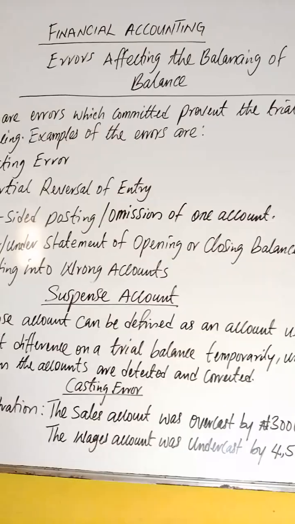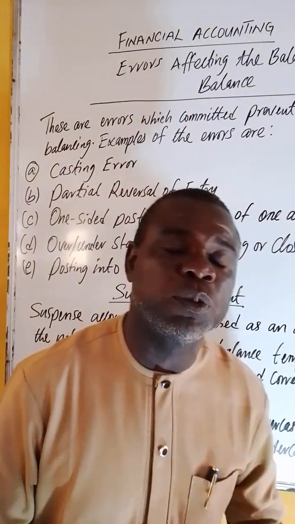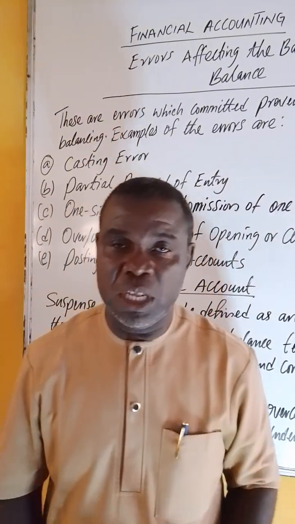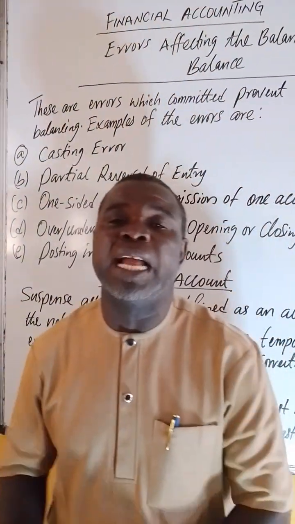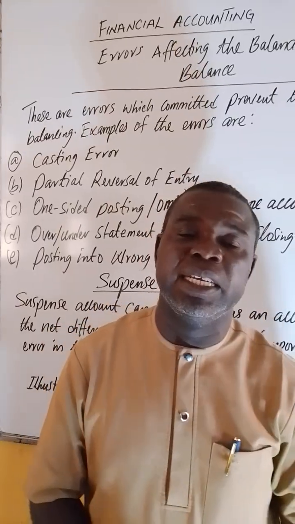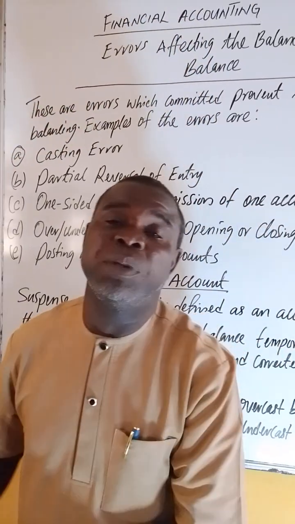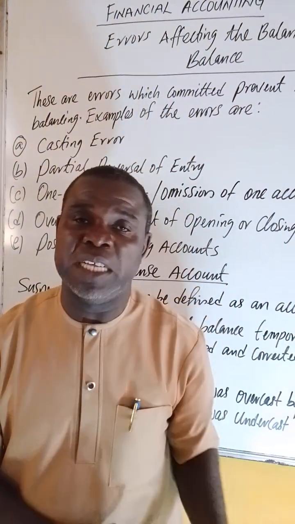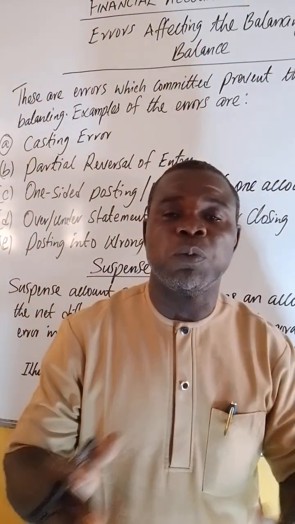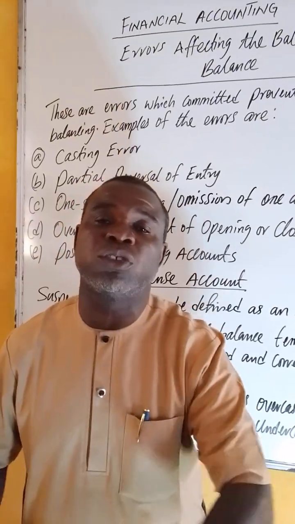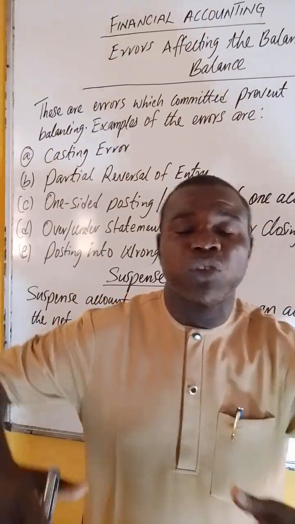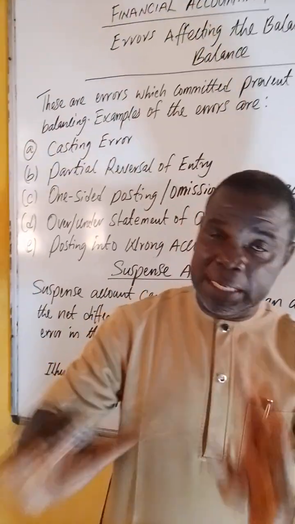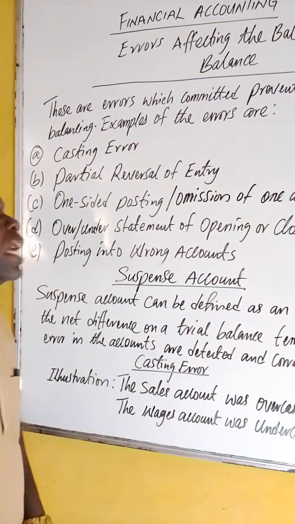Next, we have what is called one-sided posting, or you can call it omission of one account. Just as I've been saying, the double entry principle says that any debit entry must have a corresponding credit entry. So if you post a transaction on the debit side and you forget to post it on the credit side, that is one-sided posting, and vice versa. For example, if wages is supposed to be posted in the wages account on the debit side and also in the cash account on the credit side, and you post only in the wages account on the debit side and do not post on the credit side of the cash account, then that is one-sided posting or one-sided omission.